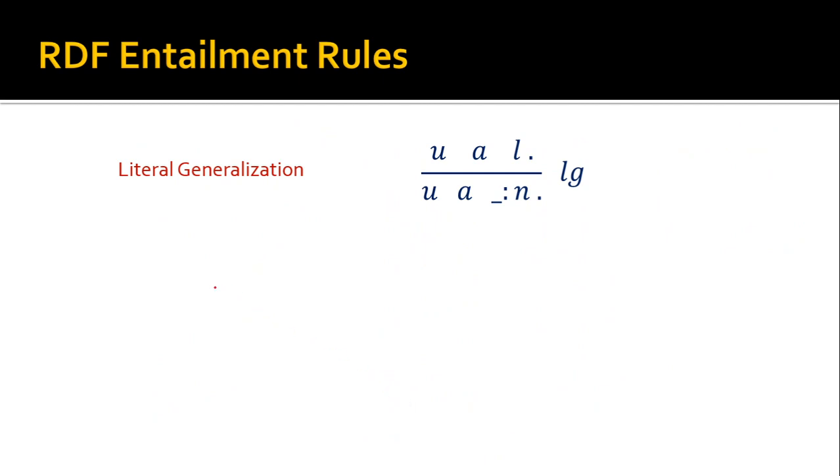The second rule that is relevant to RDF entailment is the literal generalization, right? Here we are treating the literals differently in RDF. Whenever you have a literal, you can weaken this literal with this ID. Of course, we also need to consider the novelty condition. So this rule is called the literal generalization.